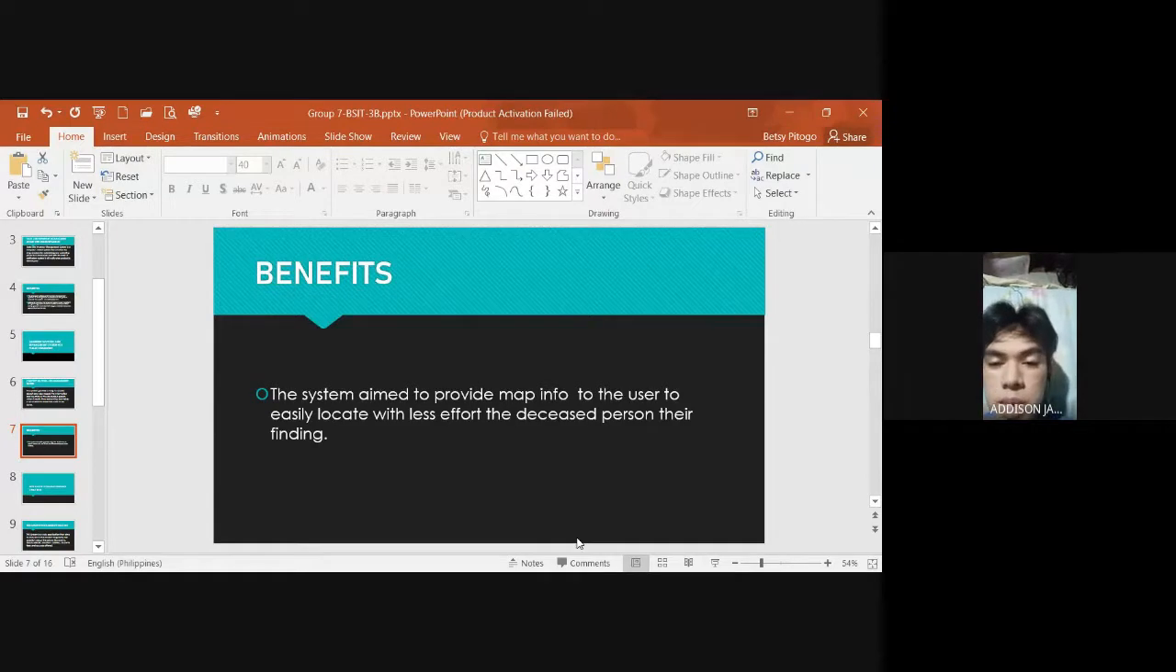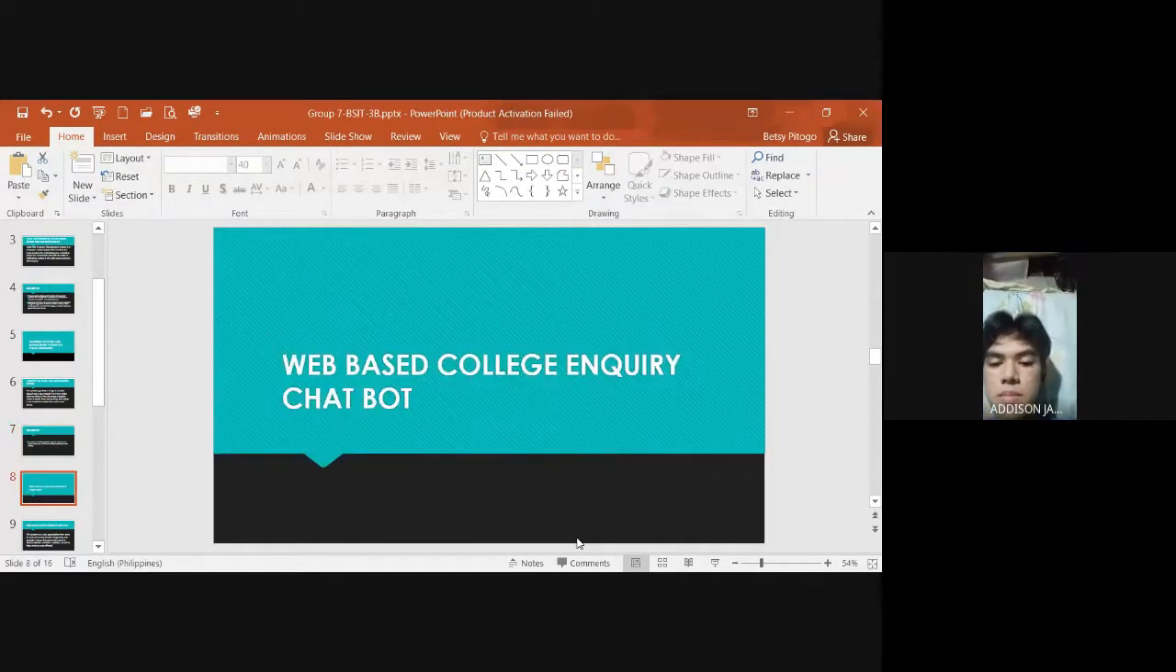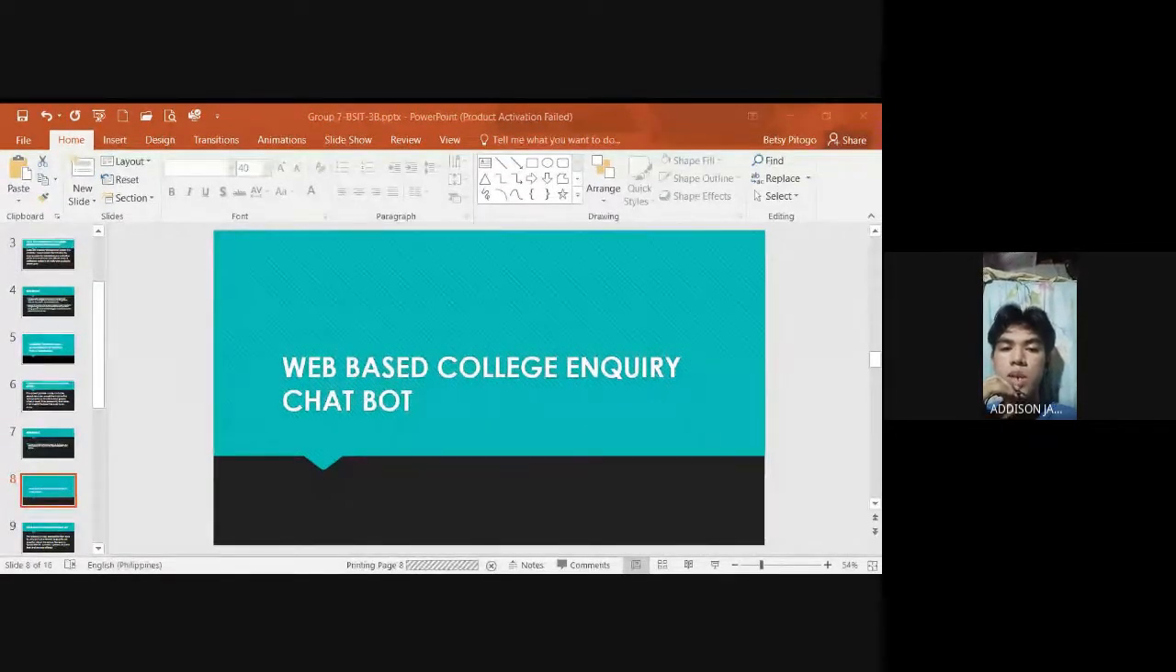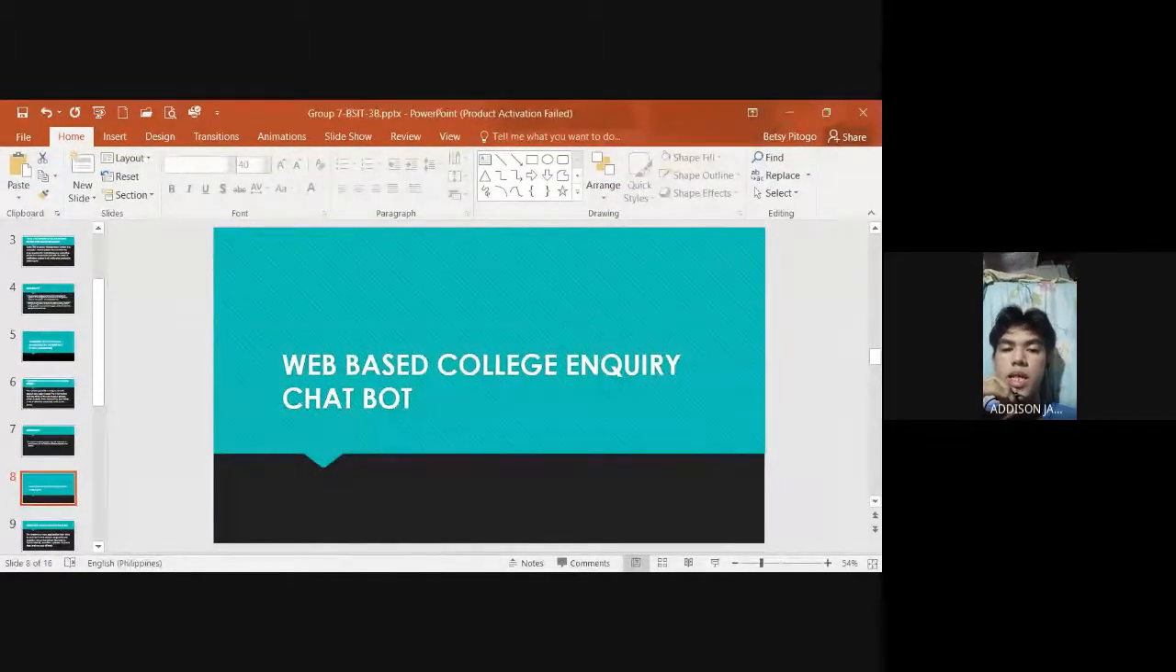Our next title is Web-based College Inquiry Chatbot. The system is a web application that aims to answer students' frequently asked questions about the school, like events, faculty details, location, address, student fees, courses offered. The system will help minimize the workload of the school by having a chatbot to answer students' questions. Also, it helps students to easily communicate and inquire to the school.